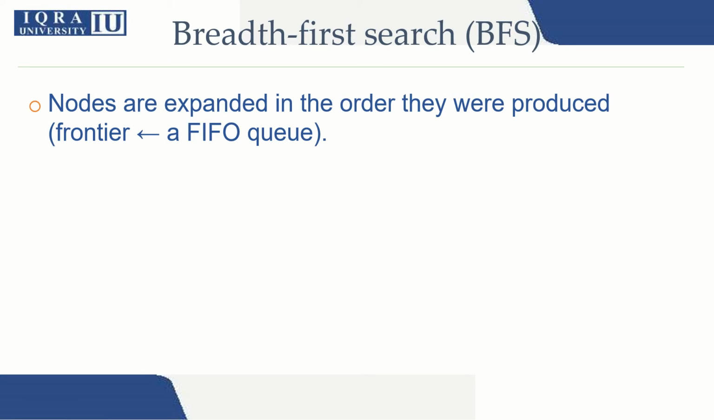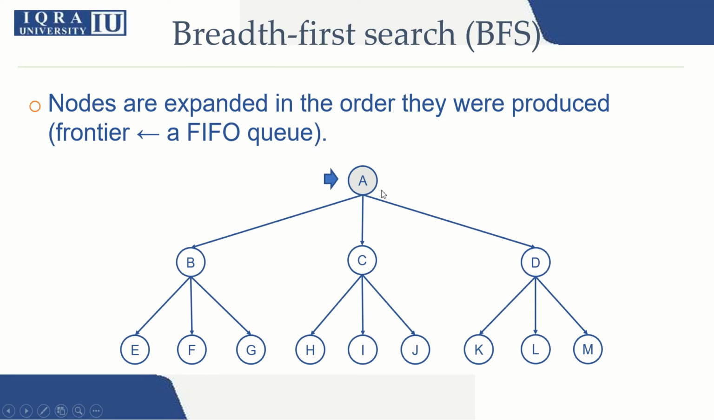Okay, so let's start with a demonstration first. So let's suppose we are starting from this initial state A, and we want to go to this goal state M. So this is going to be our goal state, and let's see how breadth first search will proceed and why it is called a breadth first search.